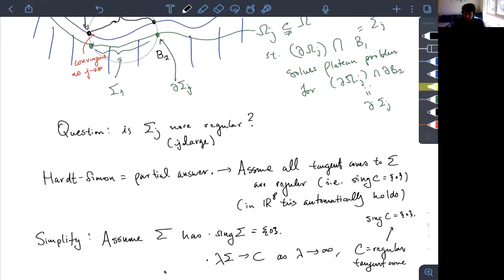Okay, so I want to make two assumptions. The first one is I want to assume that all singularities of sigma are the origin. So the origin is the only singular point in the unit ball for sigma. This isn't too serious because when sigma has isolated singularities, you can always zoom in and recenter so that this situation holds. And the other thing I want to assume is that when you zoom in around the origin, like these are blowups.